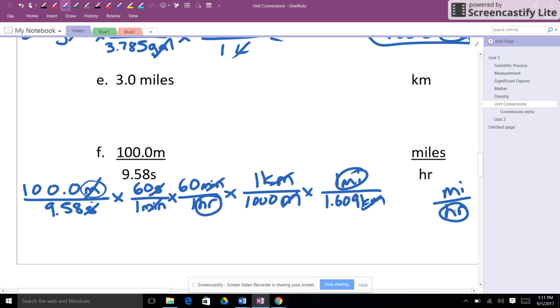If you look now, we have miles left over on top, we have hours left over on bottom. Perfect, that's what we were looking for. So I would on my calculator now go 100 divided by 9.58, don't forget about this one, times 60, divided by 1,000, divided by 1.609. And if you look at the beginning, we have 4 sig figs in 100.0 and 3 sig figs in 9.58. So I think we want the fewest in the problem in our final answer. So I would say 23.4 miles per hour is how fast Usain Bolt is running.